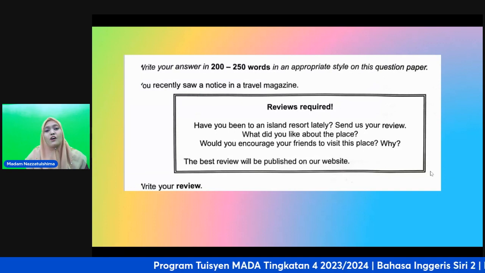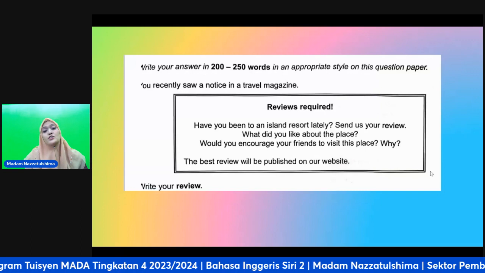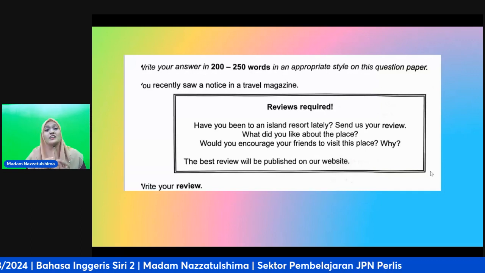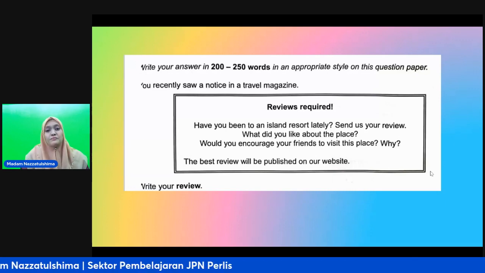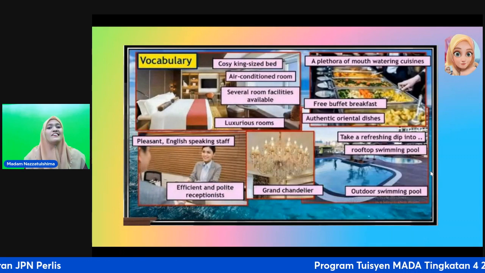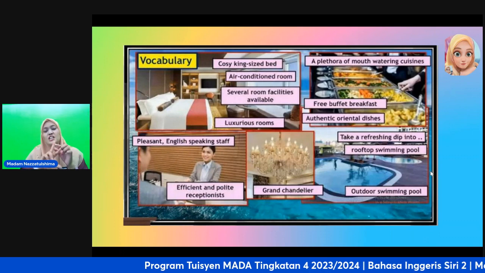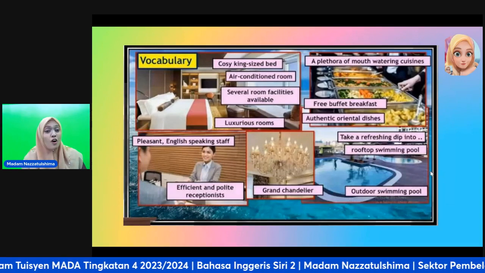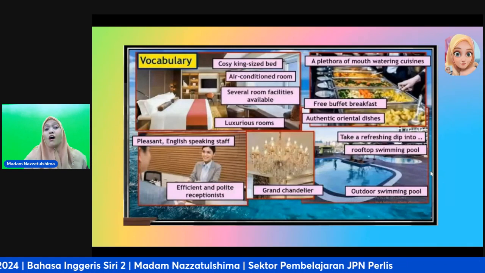So this is about accommodation, penginapan. So resort, hotel, chalet, homestay. It is similar, so it's about review. Next one. When you want to do a review regarding a hotel, homestay, chalet, or resort, these are a few vocabularies that can help you to do your review.